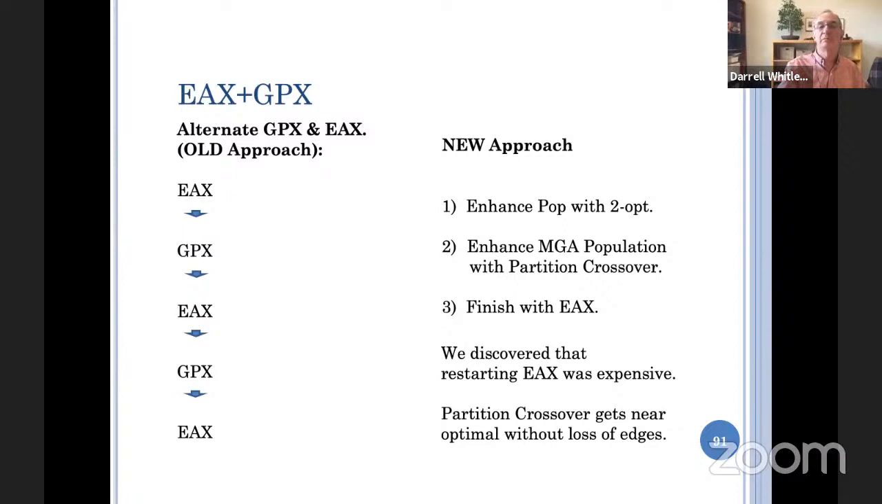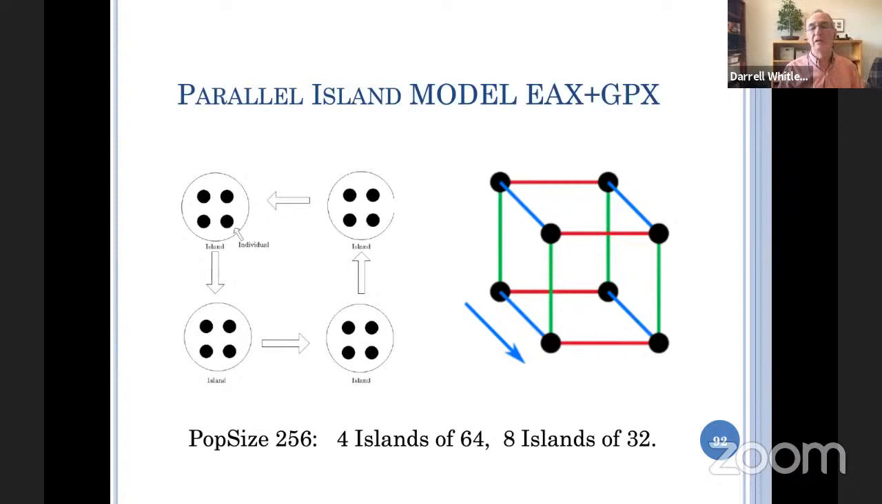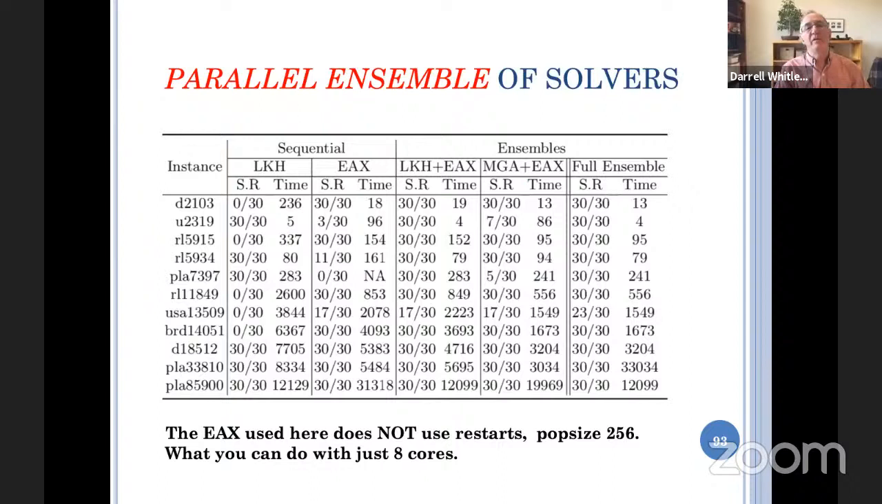So I said I'd say a little bit about parallelism. In our work on these problems, we've been running population sizes of 256 for these traveling salesman problems. We've also been breaking them into islands, say 4 islands of 64 or 8 islands of 32. And we are doing this in such a way that we limit migration, and that also preserves a certain amount of diversity. But I want to make the larger point that if you've got a multi-core machine on your desk, you can easily use 4-8 cores and get trivial speed up on these problems. And I want to make the point that you can run an ensemble of solvers.